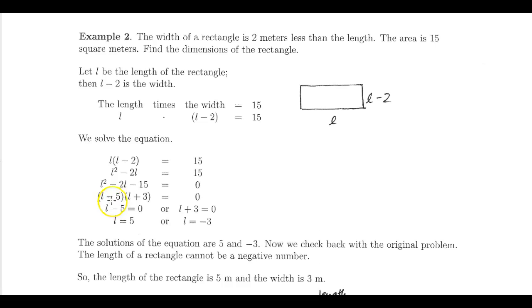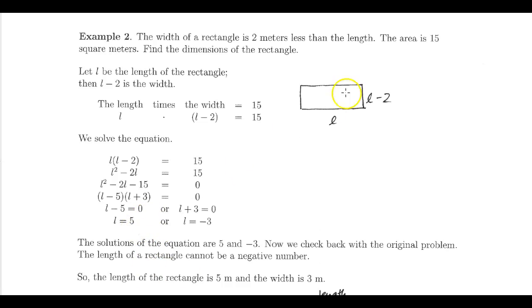So we have two equations here we can write with the zero factor property. So either L minus 5 is 0 or L plus 3 is 0. And if we solve this first equation, we get L equal to 5. And if we solve the second equation, we get L equal to negative 3. Now, the length of a rectangle cannot be a negative number. So the only length we can look at here as a possibility is 5.